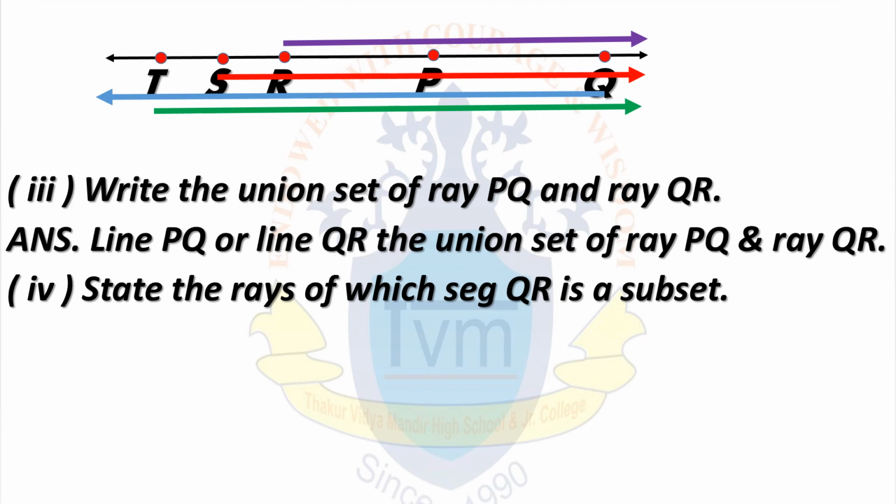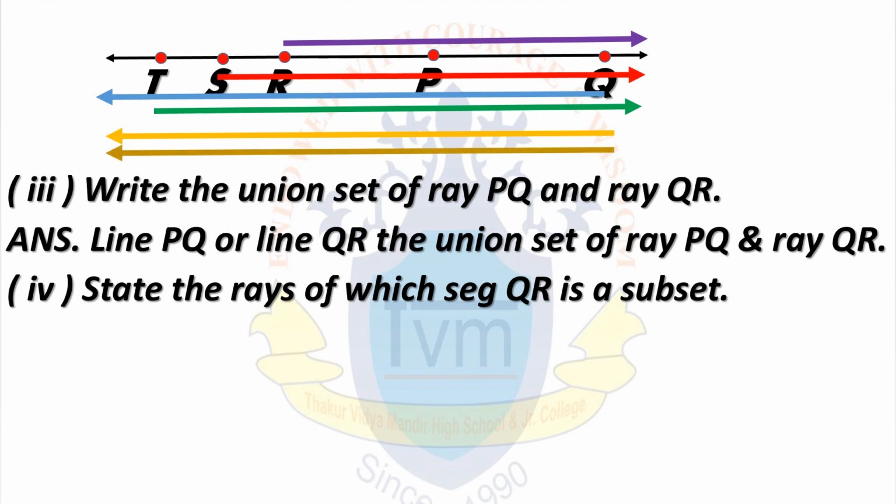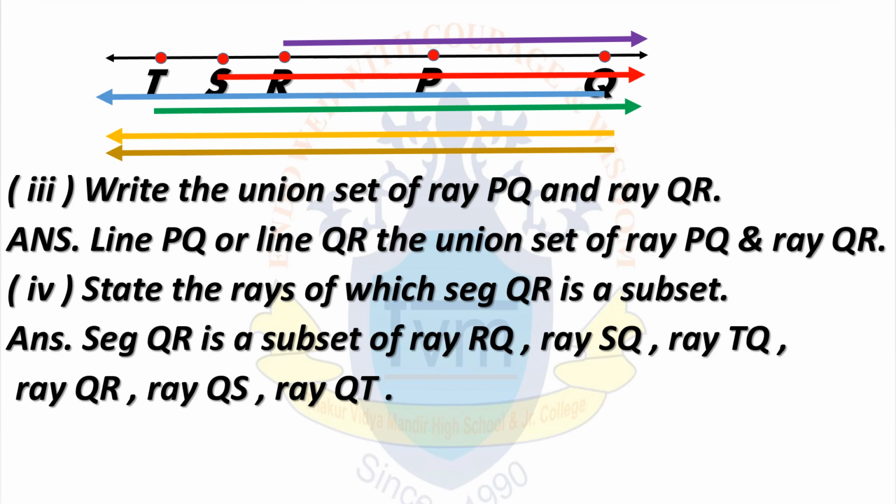Now here we have another ray QT, and you can see that QR is part of this ray also. And here we have another ray QP, and QR is a subset of this ray also. So here we have the answer: seg QR is a subset of ray RQ, ray SQ, ray TQ, ray QR, ray QS, and ray QT.